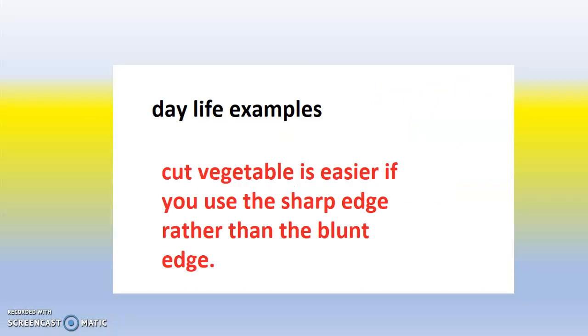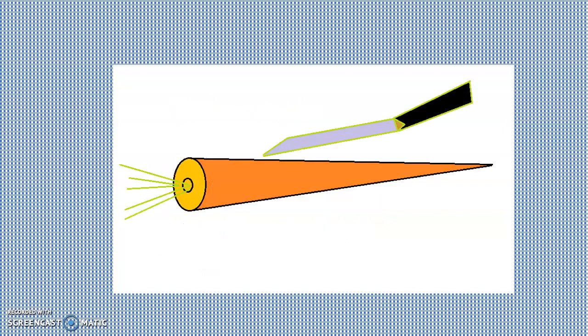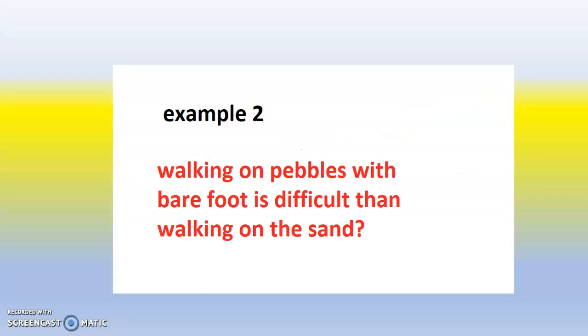Daily life example. Now we see, if you cut the vegetable with a sharp edge, you can cut it easily rather than the blunt edge, right? You see the picture, a nice diagram, right? So here you see the knife, the sharp edge, you cut the vegetable easily. Why? The reason, the contact area is less. It produces more pressure, so you cut the vegetable. Next example. These are all the daily life examples we are using. You see, unknowingly or knowingly we are using this word, pressure.